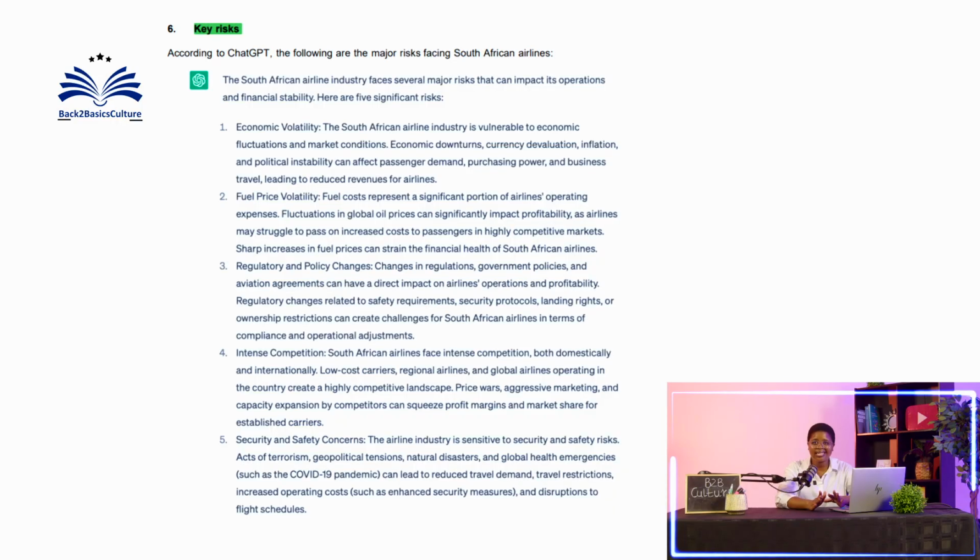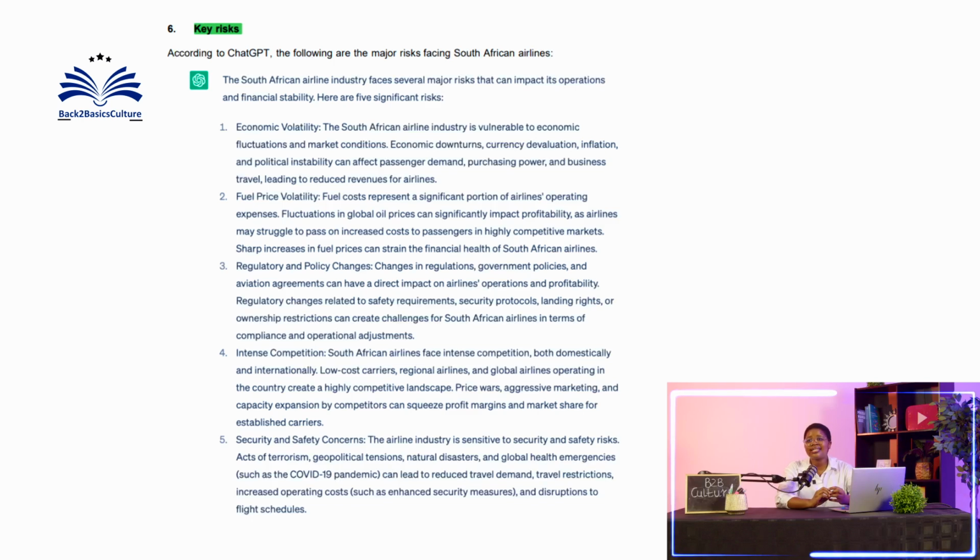So 5 significant risks, and the first one is economic volatility. Are we surprised? No, we know how the South African economy has been doing recently, and the airline industry has been affected as well. So they go on to say that the South African airline industry is vulnerable to economic fluctuations and market conditions, which doesn't surprise us, because whenever things become more expensive and things are tough economy-wise, one of the things that people let go is traveling, or they choose cheaper alternatives to traveling. For example, someone would just choose to take a bus from Joburg to Cape Town if that is cheaper than taking a flight. So this being one of the key risks does not surprise us at all.